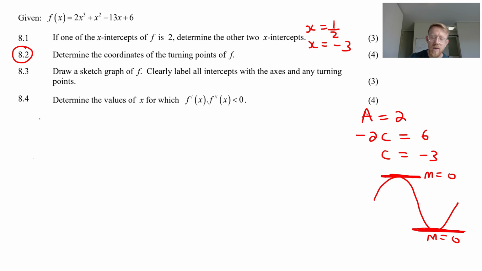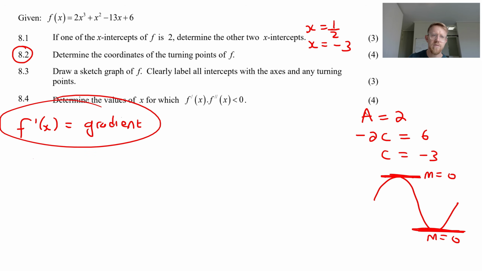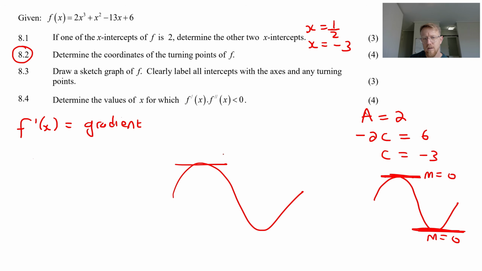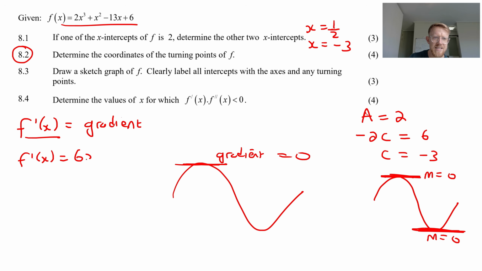Well, that is where calculus gets involved. And we know that the first derivative actually means gradient. Please remember that. First derivative means gradient. And we know that at a turning point, the gradient is 0. So that means if we want to find the turning points, we can go find the first derivative of that expression, which would end up being 6x squared plus 2x minus 13. And that I got by just using the FOIL method, okay?